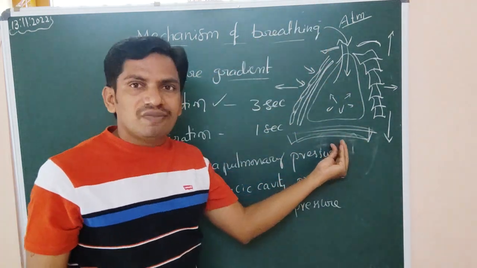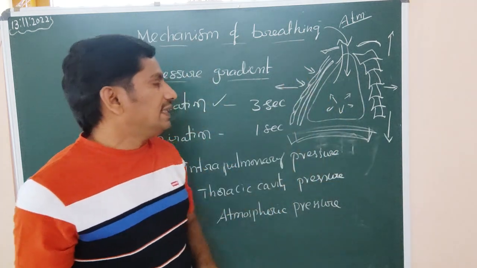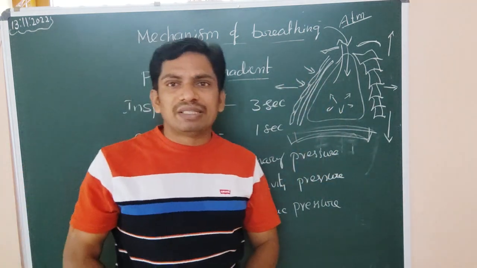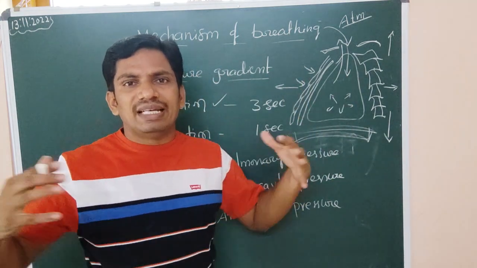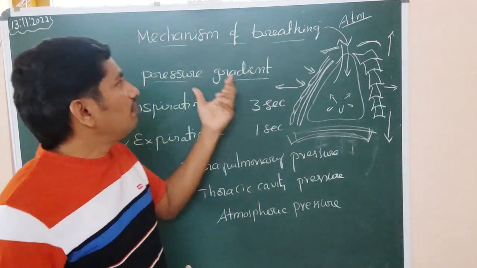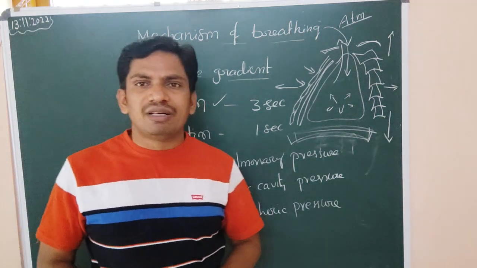Here the rhythmic muscles of the diaphragm and the intercostal muscles of the ribs are useful. The ribs are also elevated at that time. This is a complete session on the mechanism of respiration.